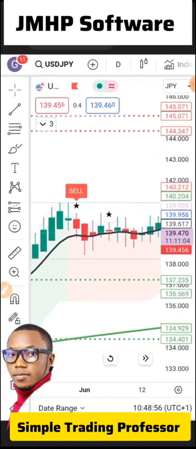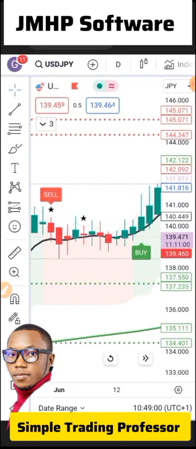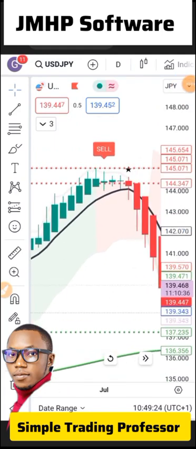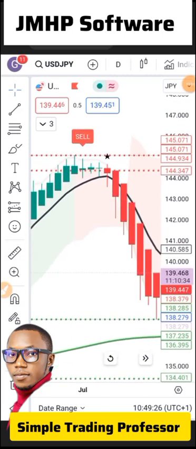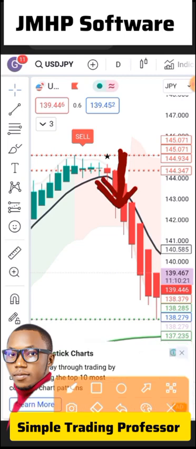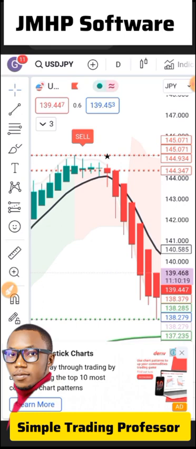Those are the components of the software. Now, the software gives you a buy signal and gives you a sell signal. When you have a sell signal, you confirm your sell signal with what? With price going below the 8 moving average. Below the 8 moving average, you confirm your signal. The same happens to a buy, price going above the 8 moving average.